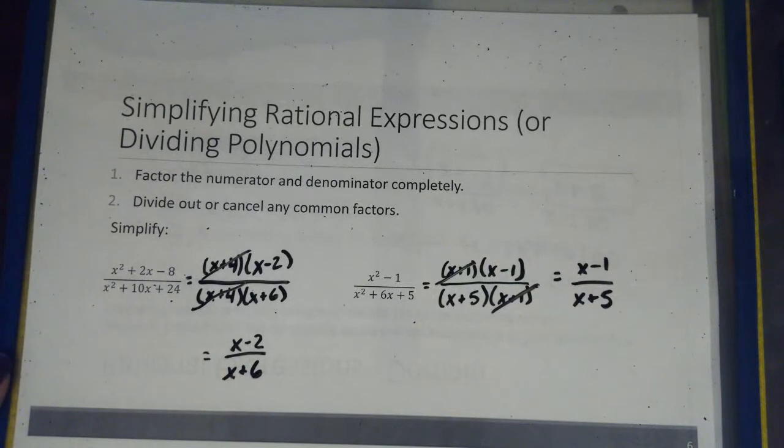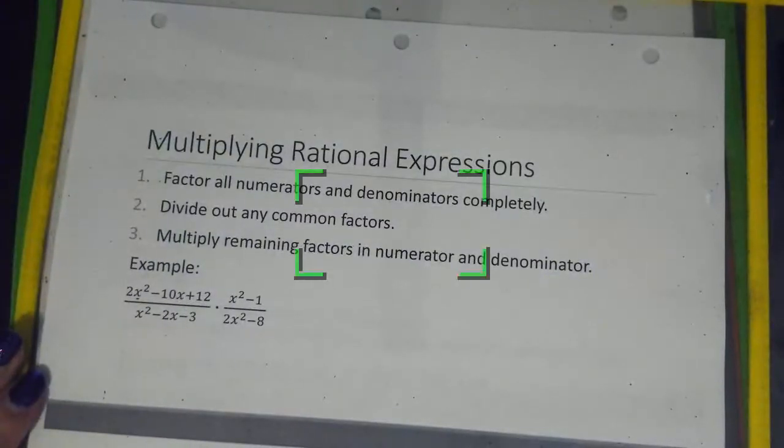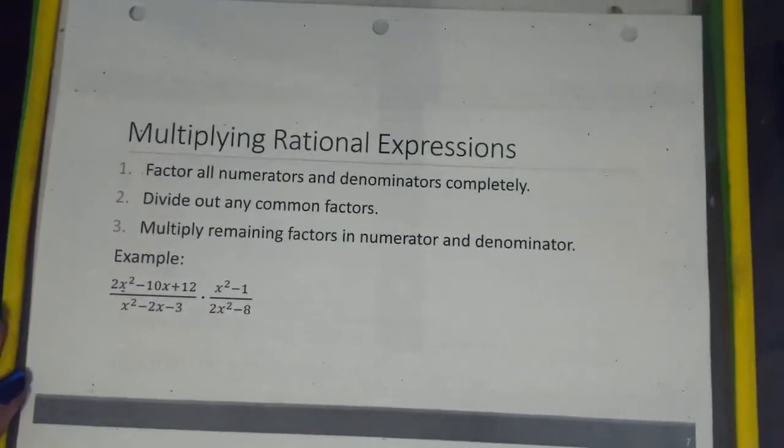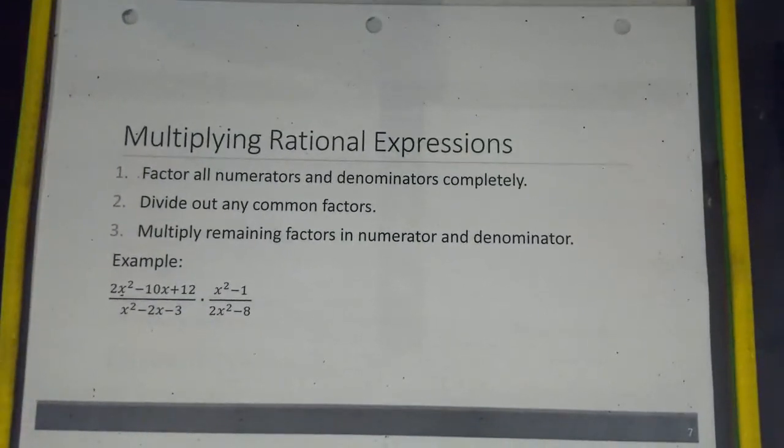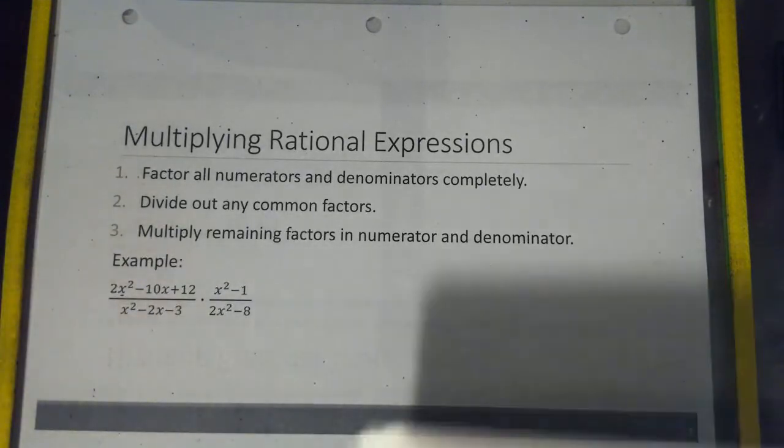Simplifying rational expressions is going to be huge because it's going to help us when we're multiplying and dividing these. So we're going to start with multiplying. We're going to start the same way that we started with simplifying. We're going to factor out all the numerators and denominators. Then we're going to divide out any common factors. And then whatever's left, we're going to multiply together. The numerators are going to be multiplied and the denominators are going to be multiplied. I'm going to break out a whiteboard so I have a little bit of extra room.